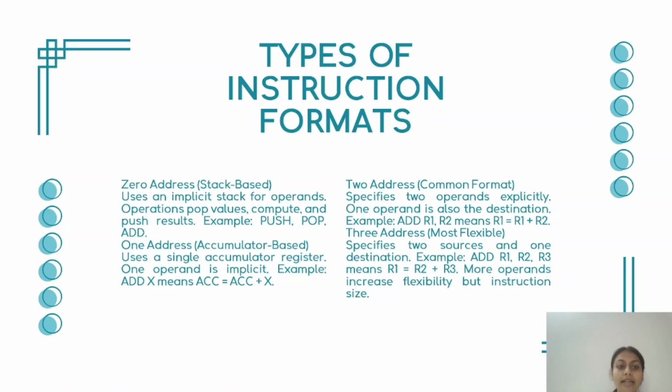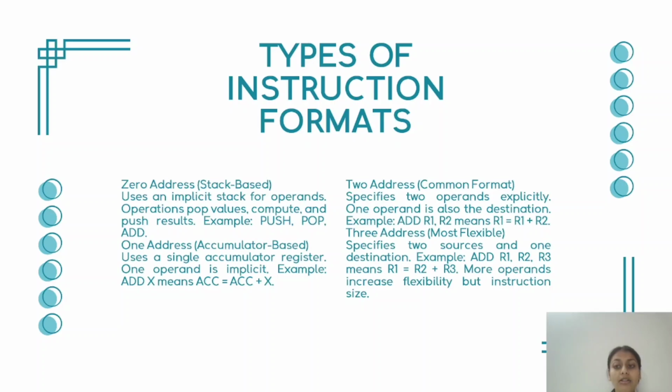Types of instruction format. Zero address: uses an implicit stack of operands. The operation pops values, computes, and pushes the result. Examples: POP, PUSH. One address: uses a single accumulator register. Two address: specifies two operands explicitly.